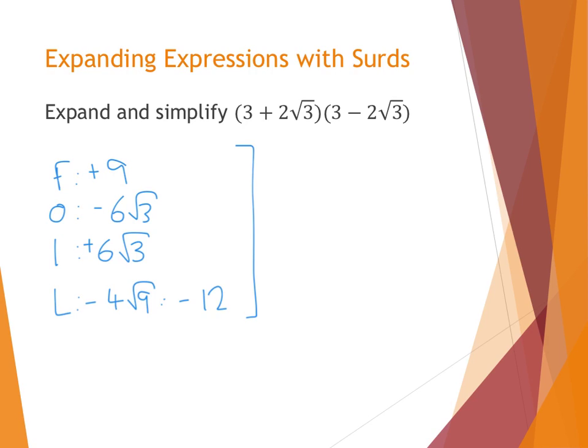Once we've added that all together then, 9 minus 12 is 3, but minus 6 root 3 plus 6 root 3 is actually 0. So this is our final answer. This time we haven't got a surd involved, so it's just going to give us a rational answer.